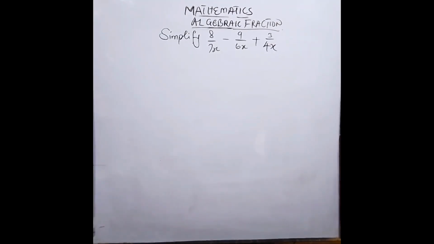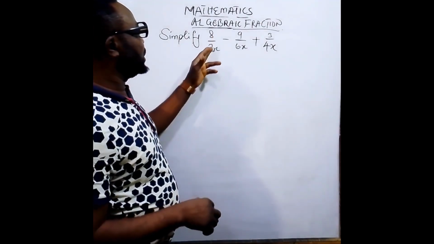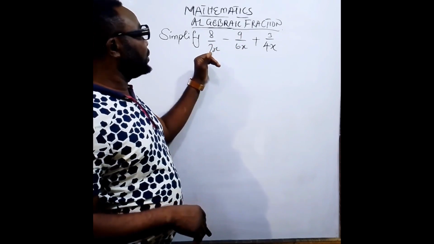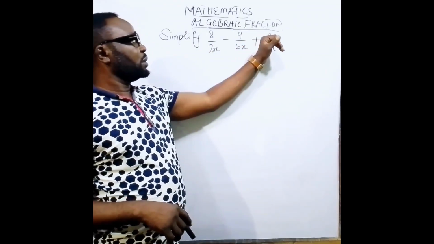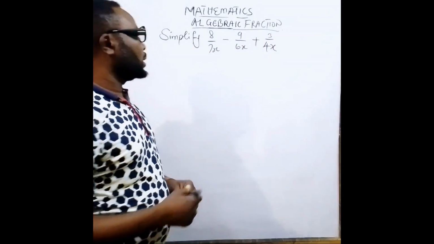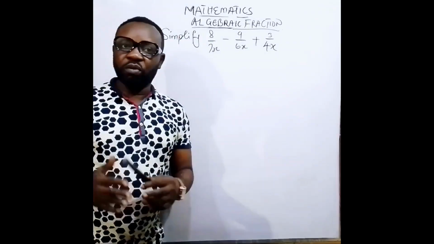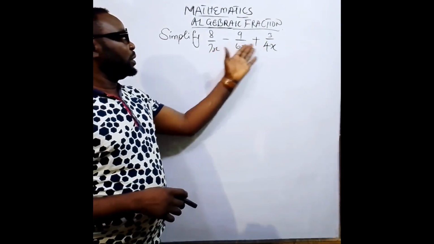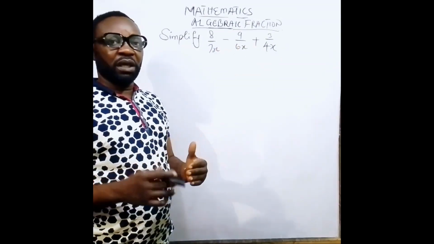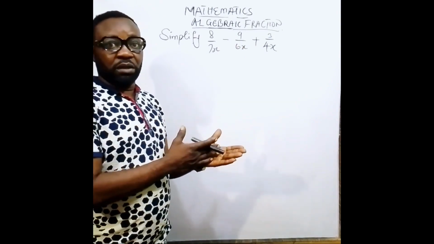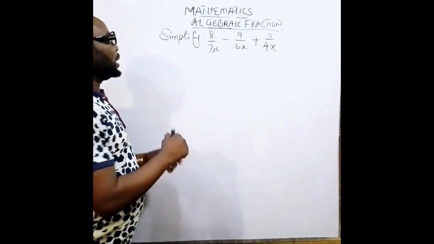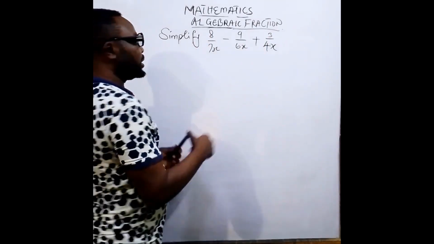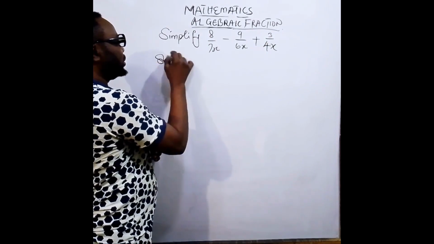The question here says, simplify 8 over 7x minus 9 over 6x plus 3 over 4x. Now, I will advise you, whenever you want to work on this kind of expression, whereby you have those signs separating them, just bring the positive together, separate the signs. So this has a positive sign, this one is also having a positive sign. Bring them together. You are going to our solution now.